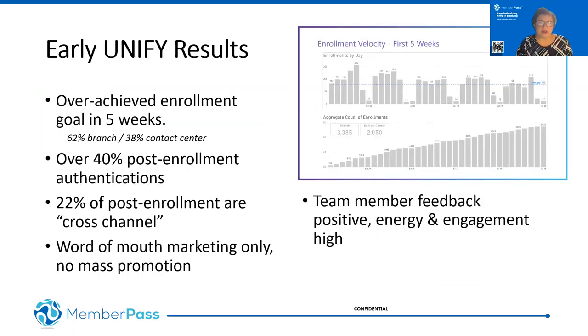We've had some additional deployments outside of just a single use channel. Unified Financial Credit Union in California expanded their MemberPass deployment outside of the call center into the branches. And the results have exceeded everybody's expectations. They went in with a goal in July of having 5,000 consumer member enrollments. That was their goal to achieve at the end of October.